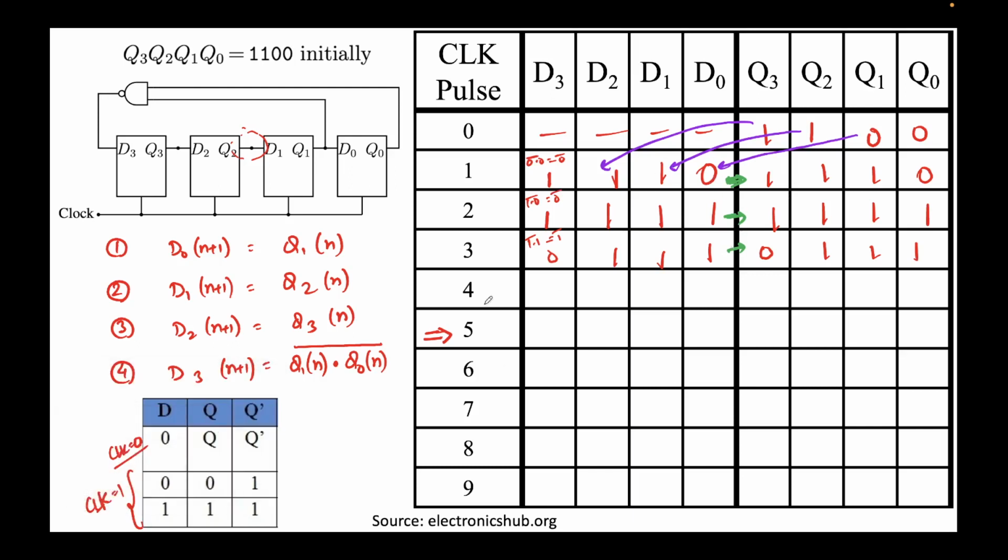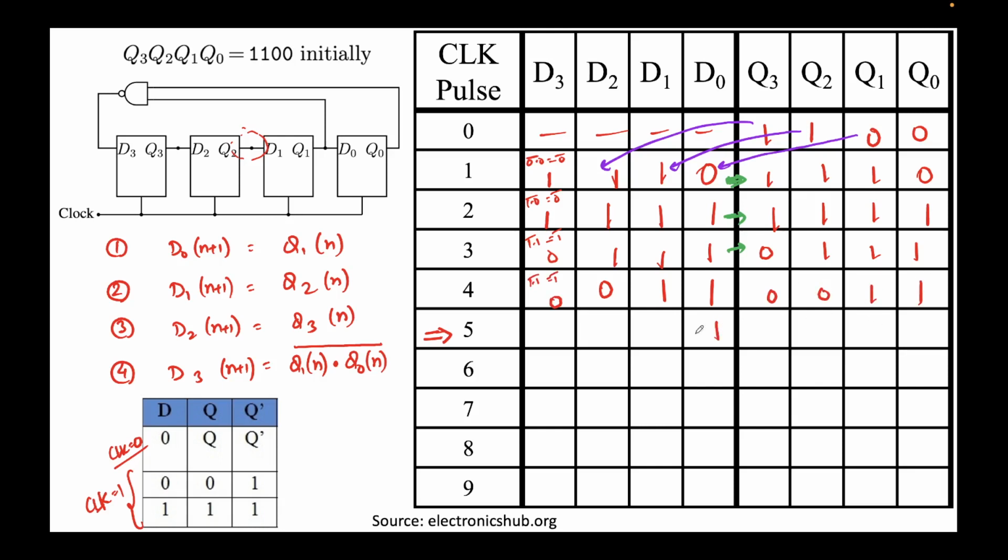Again, what will D0 be? D0 will be nothing but Q1, and Q1 was 1. What will D1 be? D1 is nothing but Q2, and Q2 was 1. D2 is nothing but Q3, and Q3 was 0, so this will become 0. And this was Q1 times Q0, 1.1 whole bar, that is 1 bar, that is 0. Again, these will get passed, so it will become 0 0 1 1.